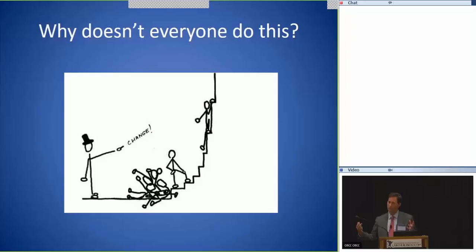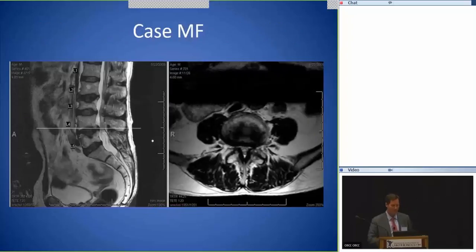So I think we're going to see a shift from traditional open surgeries to more and more minimally invasive surgeries as we get more and more people in the community that are trained to do these types of things. But it's a steep learning curve, and it's hard to force people to change. So a couple of case examples. This is a patient who presented with spinal stenosis.